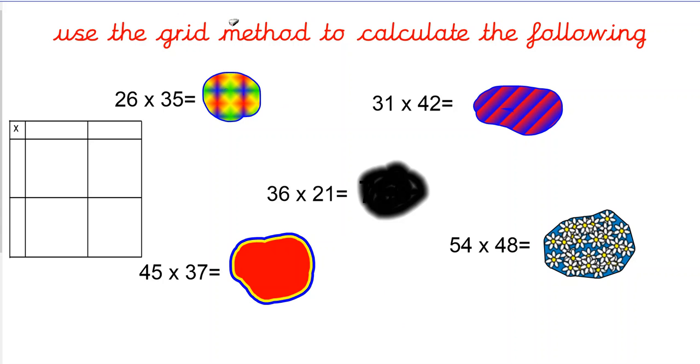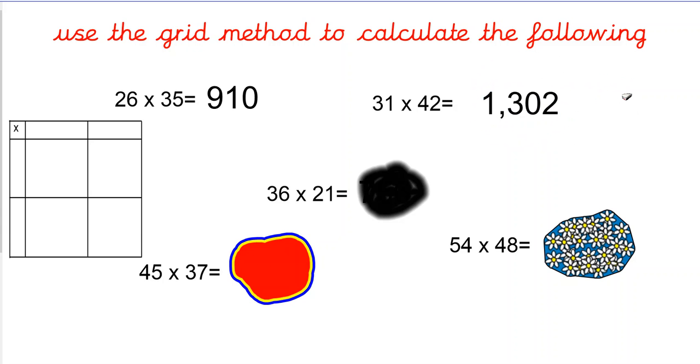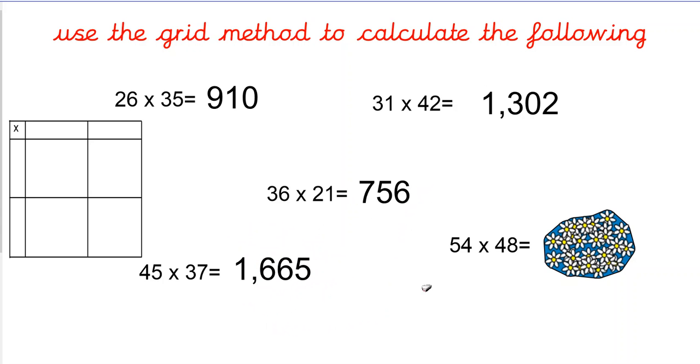Okay, so how did you get on? 26 times 35, you should have got yourself to 910. And 31 times 42 is 1,302. 36 times 21 is 756. 45 times 37 was 1,665. And finally, 54 times 48 was 2,592. Well done if you got those.